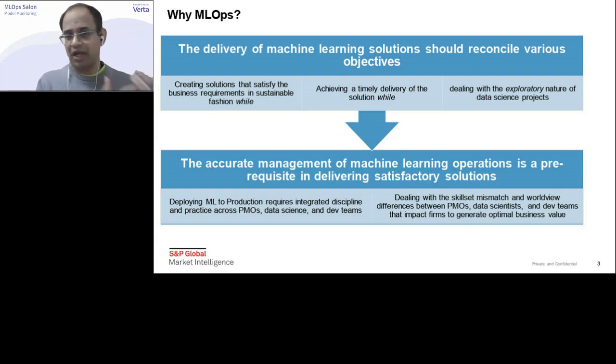One is we need to have solutions that we build. Those solutions should not only take care of the requirements, but they should also be timely, because machine learning work is purely exploratory, and you do not want to get stagnated with your conventional business processes, which could impede providing an end-to-end solution. So MLOps comes in handy here. It talks about the accurate management of these various machine learning operations, and that's a prerequisite in delivering satisfactory end-to-end solutions for addressing business problems.